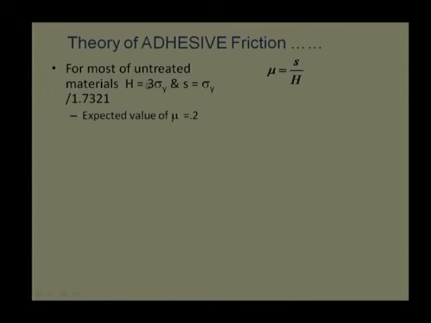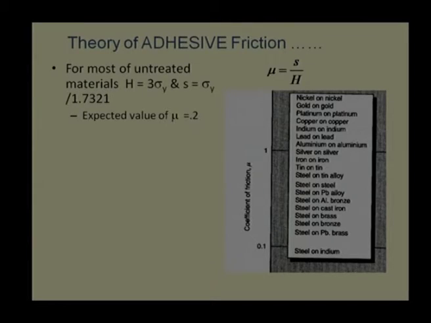If I substitute S is equal to sigma divided by root 3 and H is equal to 3 sigma, what I will get is roughly a coefficient of friction equal to 0.2. That means, whatever material pair I choose, coefficient of friction should be 0.2. It does not depend on the material pair. That means, this theory is insufficient to explain what the coefficient of friction is and how it will vary with material properties, right. And this is what we showed initially, this table.